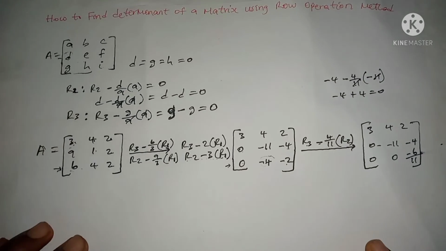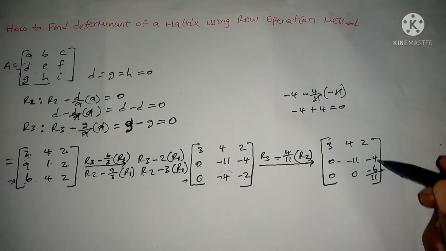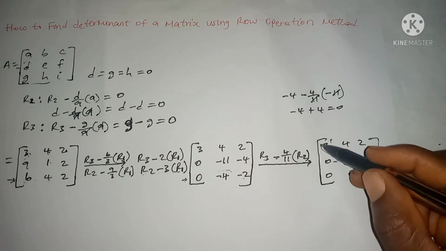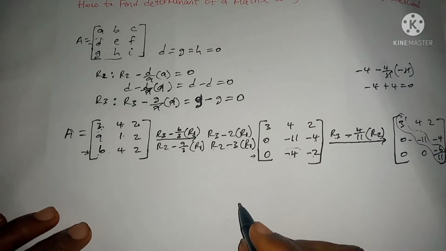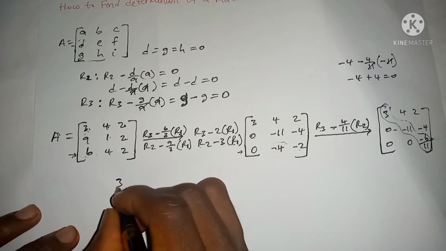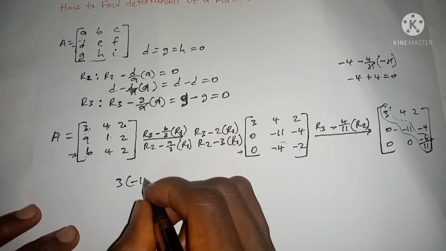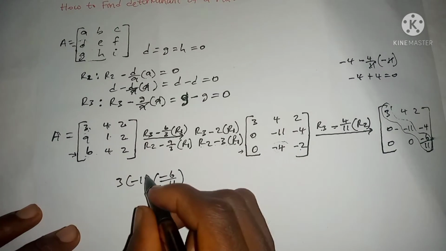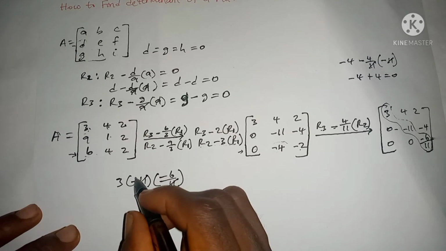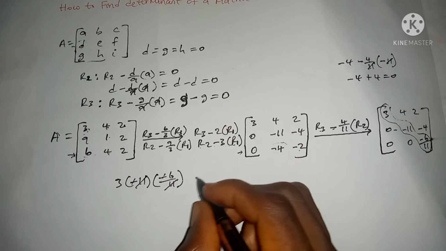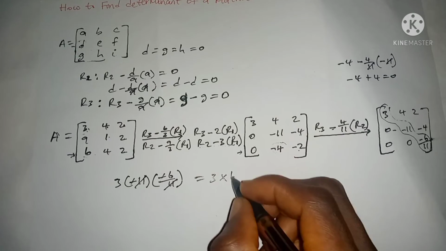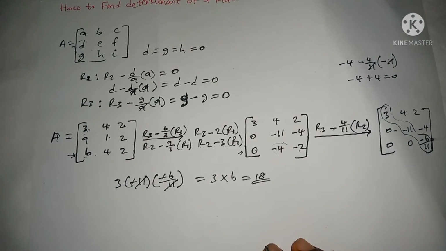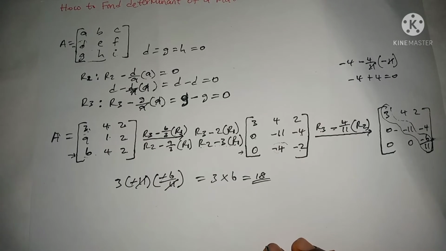So how do we find our determinant? Now we are going to multiply the leading diagonals, which is this. If we multiply it, we are going to have 3 times minus 11 times minus 6 over 11. Now in this case, this 11 will cancel itself. Then this negative sign will cancel itself. We are going to be left with 3 times 6, which is equal to 18. So this is another way you can find the determinants of a matrix using the row operation method.